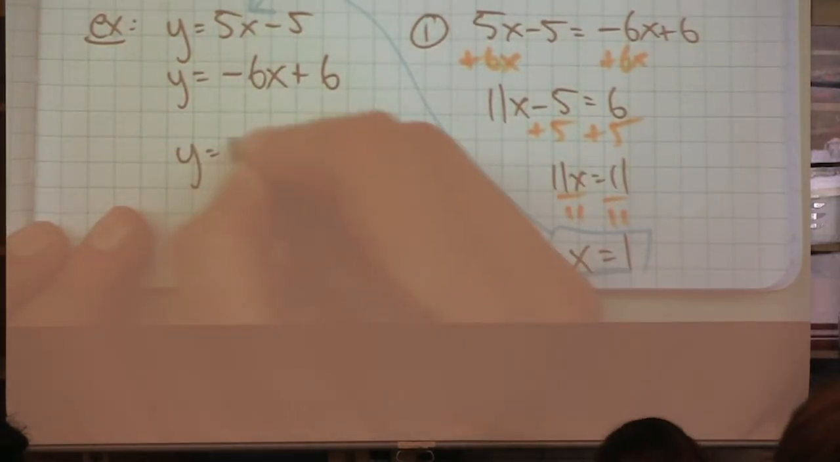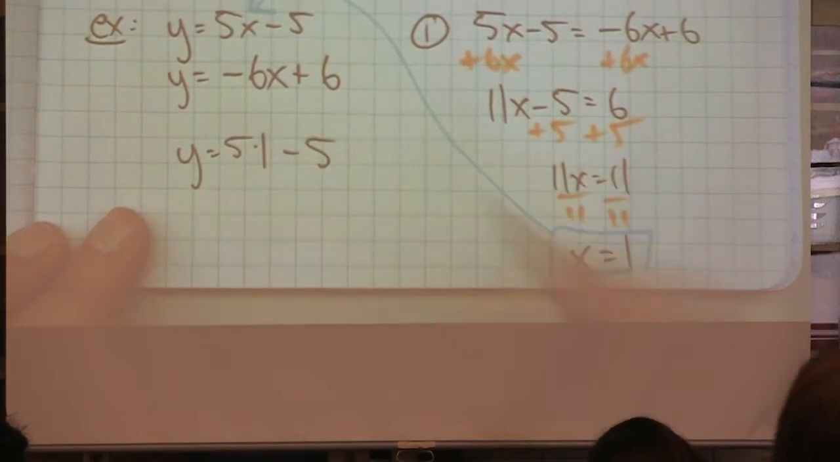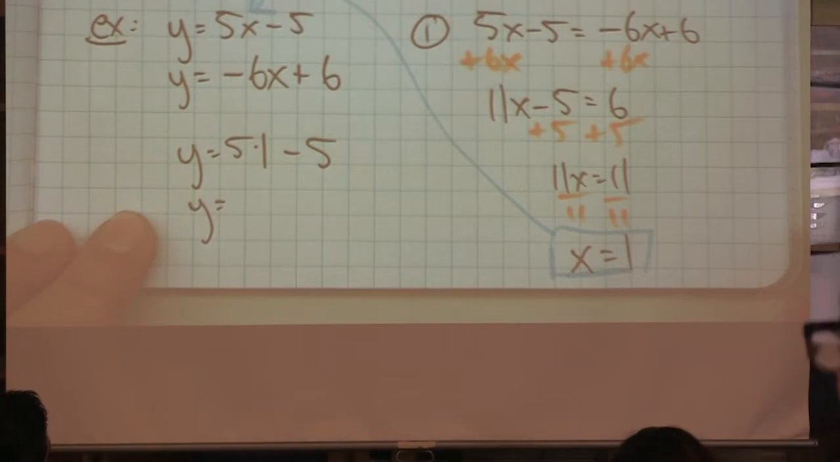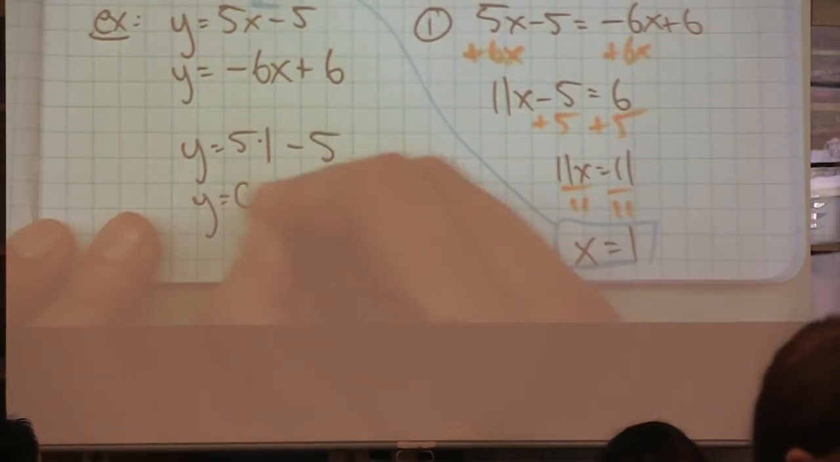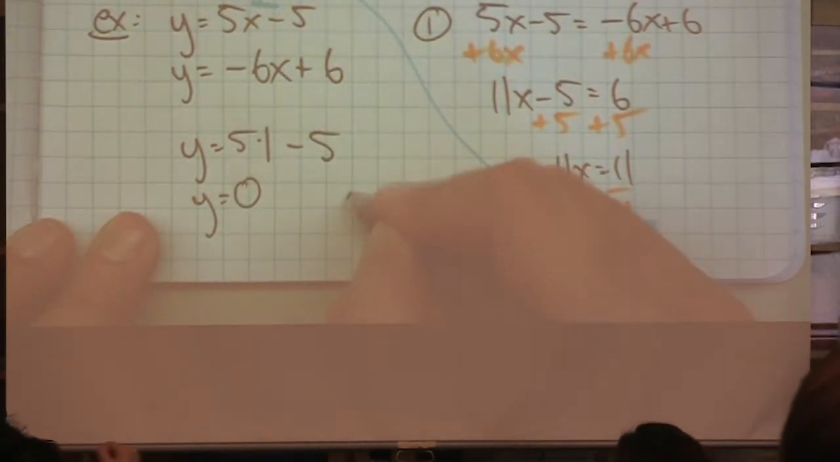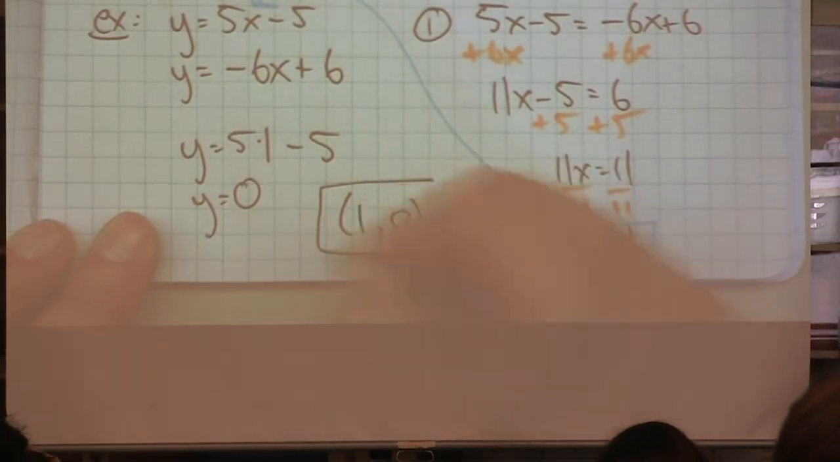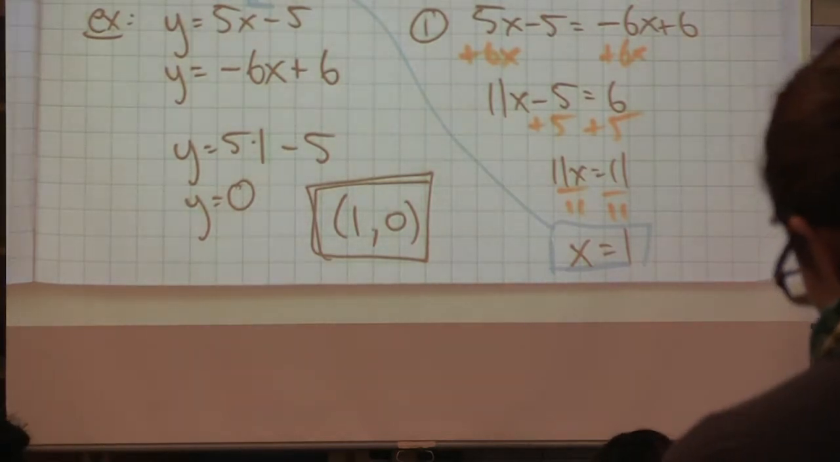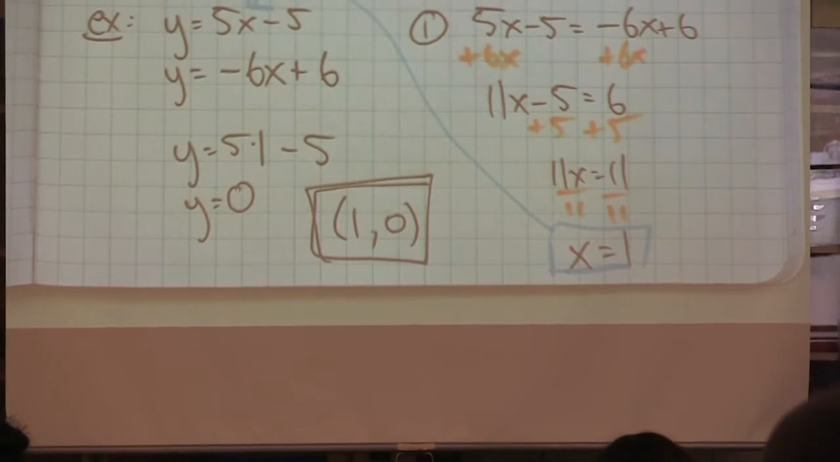So I would have 5 times 1 minus 5. 5 times 1 is 5, 5 minus 5 is 0. So we get our point, (1, 0), x comma y. That's equal values.